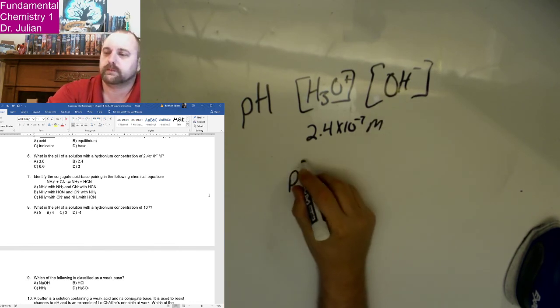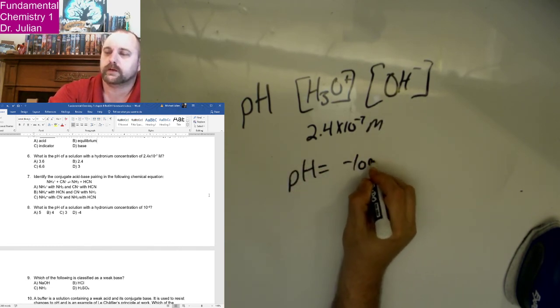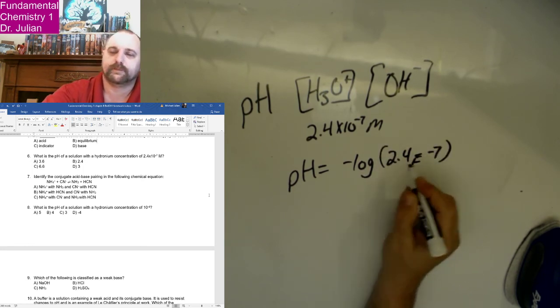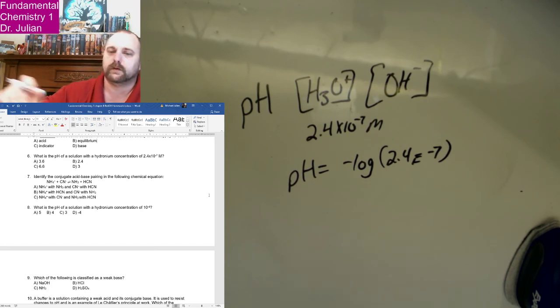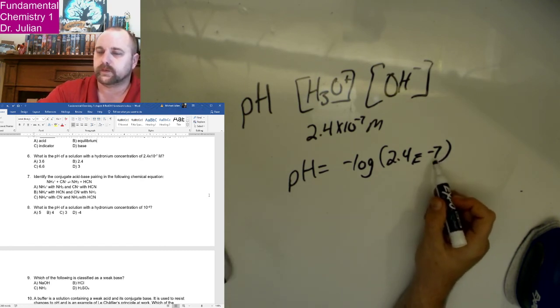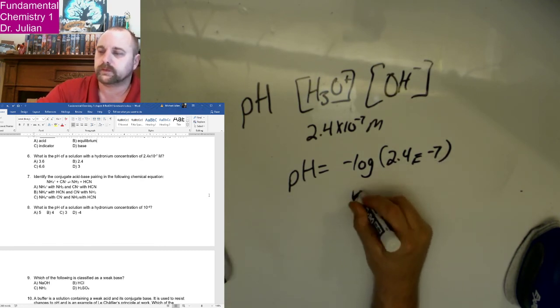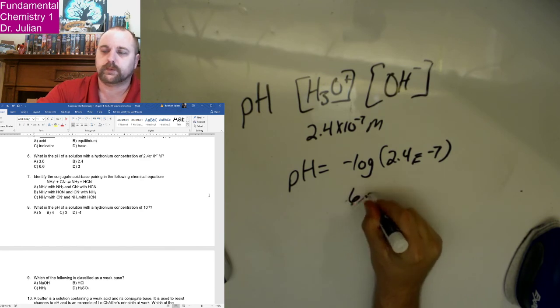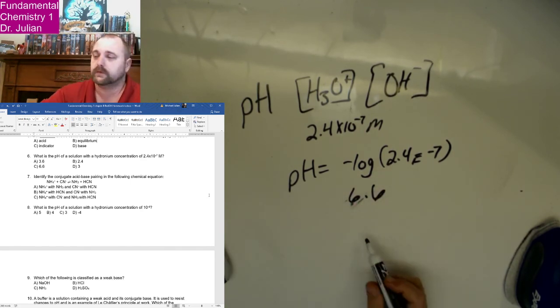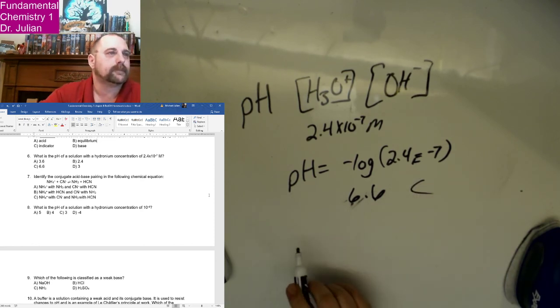So this is literally pH equals negative log of 2.4 E negative 7. All right, so type this in, negative log 2.4 second E negative 7. It should be close to 7, and it is, 6.6. I only went anywhere close to 7 there, so good. So that's C.